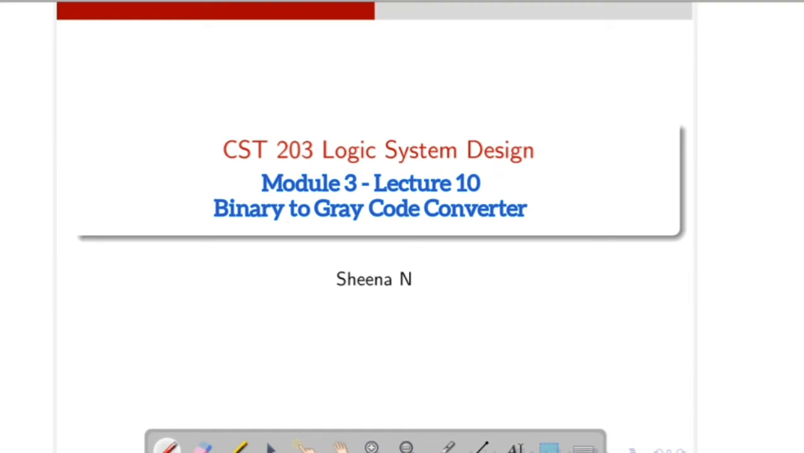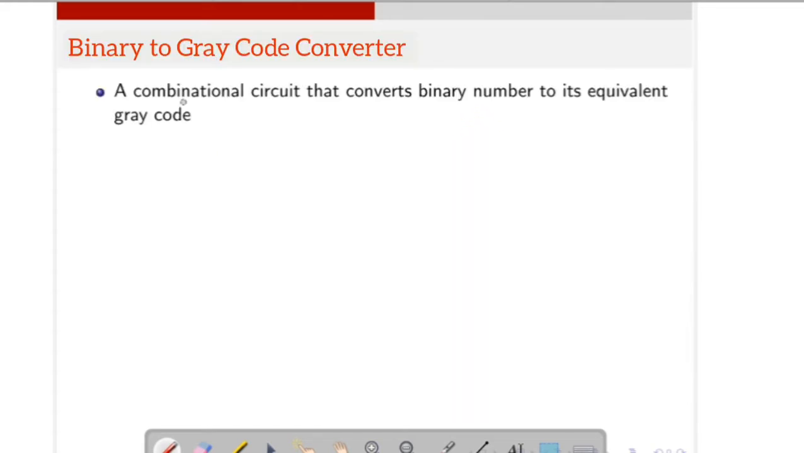Hi students, in this video we are going to study binary to gray code converter. Binary to gray code converter means that converts the binary number to its equivalent gray code. So this is the statement of the problem. Design a combinational circuit that converts binary number to its equivalent gray code.